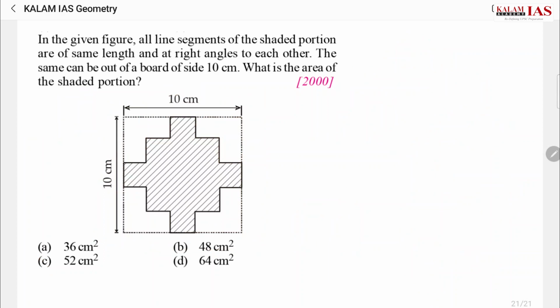This covers your topic of CSAT, that is Geometry and Mensuration. This is quite a simple topic. You have to just keep on practicing and we can arrive the answer.